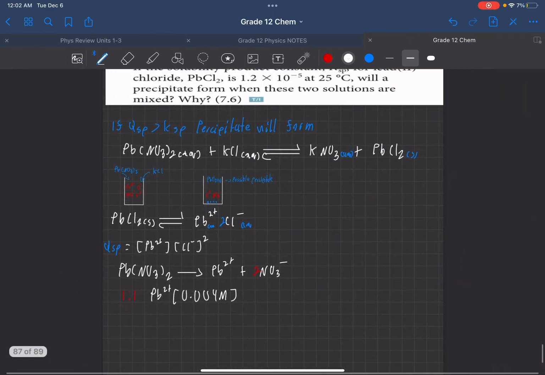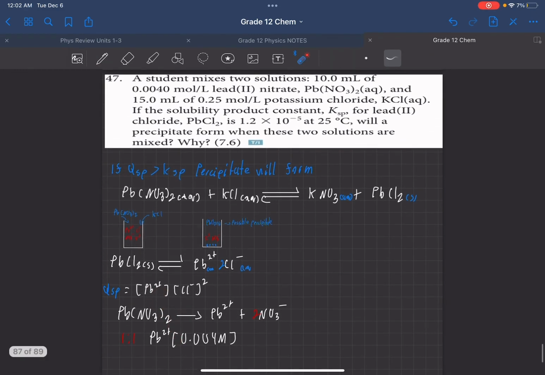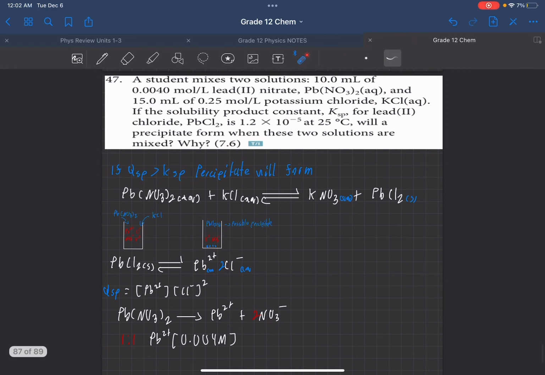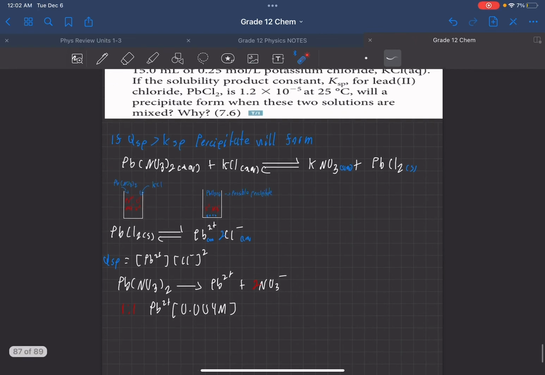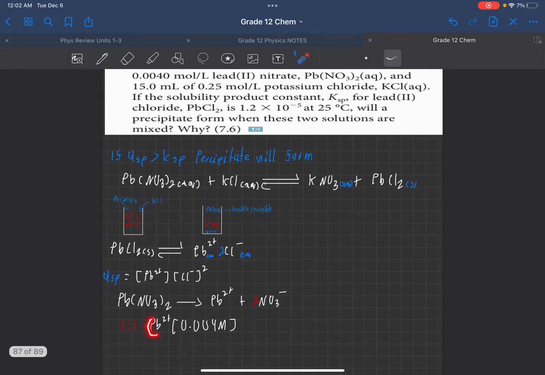So you may be thinking that, okay, now we can plug that into here, but we can't just do that yet, right? We're mixing two solutions. So this value is before we mix them, right? We need to find the concentration of our lead 2 ion in the mixed solution. So how are we going to do that?